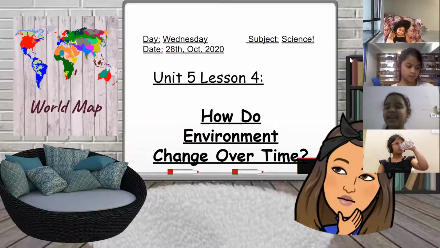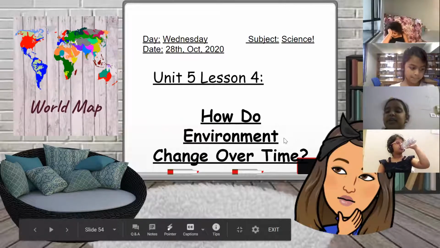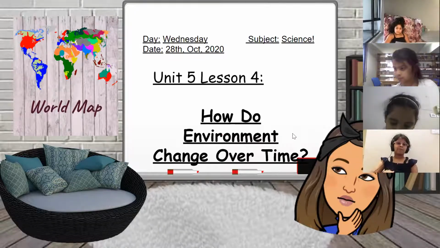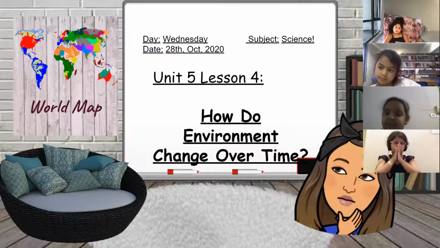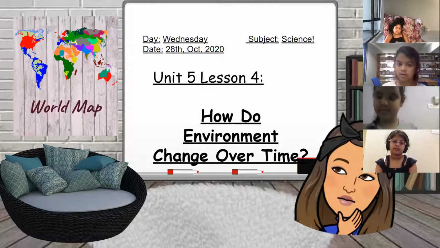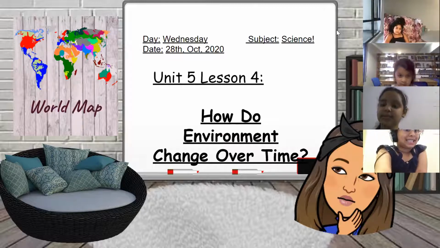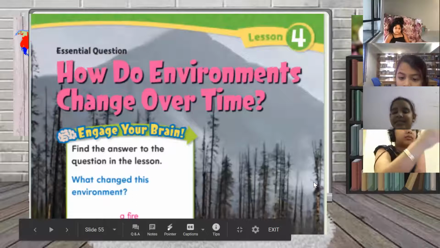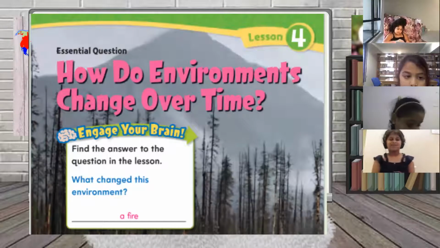All the living things, like we are living things, the animals are living things. Only living things? And non-living things. Excellent. So all together in one place, we call it environment. What do we call it? Environment. Excellent, Batul. Thank you. So how do environments change over time? We will see how our environment will change over time.